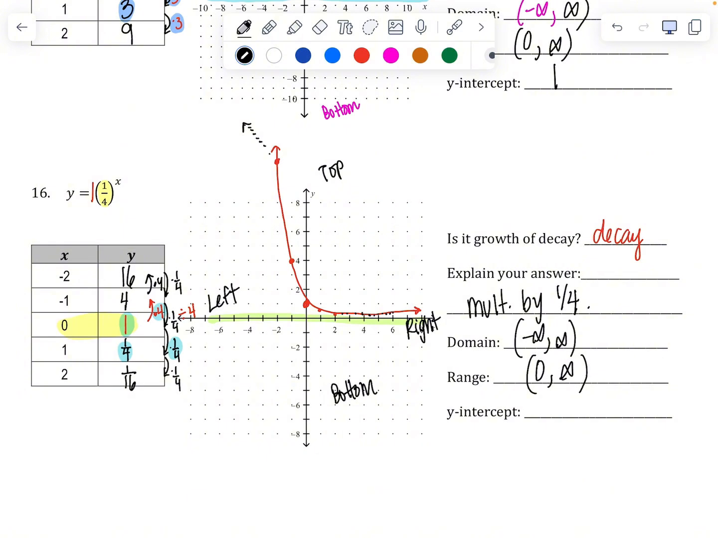All right, y-intercept is equal to 1. There you go.